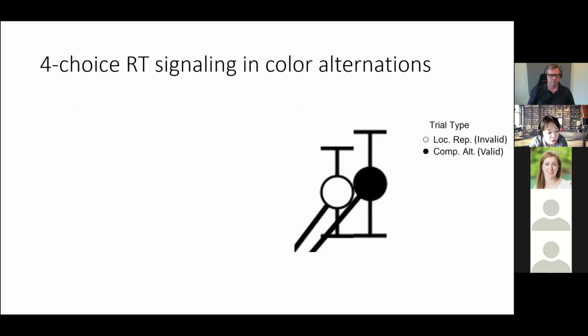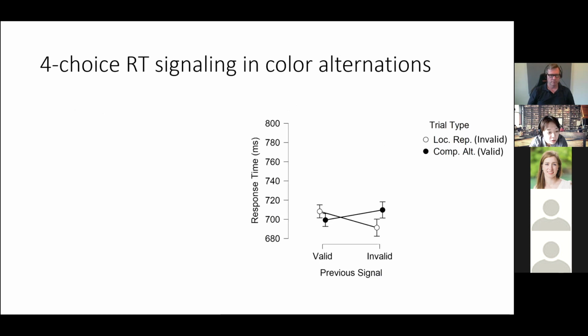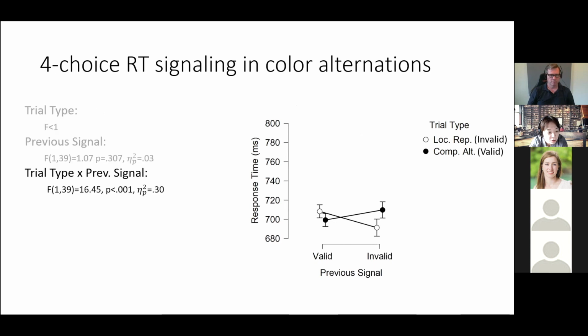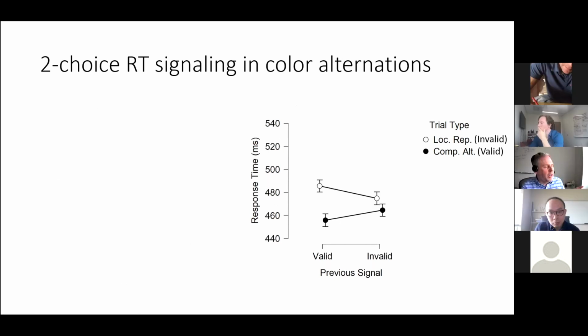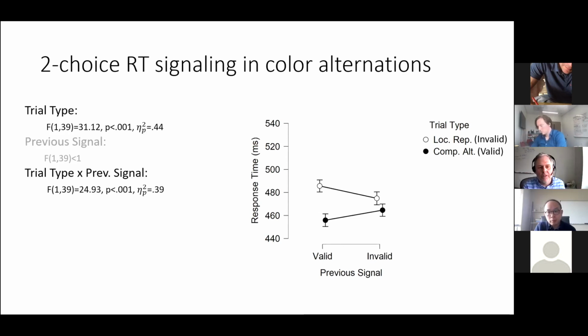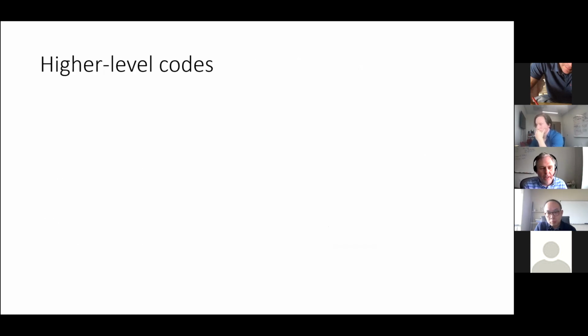We have the invalid trials and the valid trials, and when I break them up by whether the previous trial was valid or not, I get my crossover interaction again. And it's significant, it's true for both trial types. It's also true in the two-choice task. So it seems like in the two-choice task as well, people are using repeat and switch as an important way in which they encode the responses.